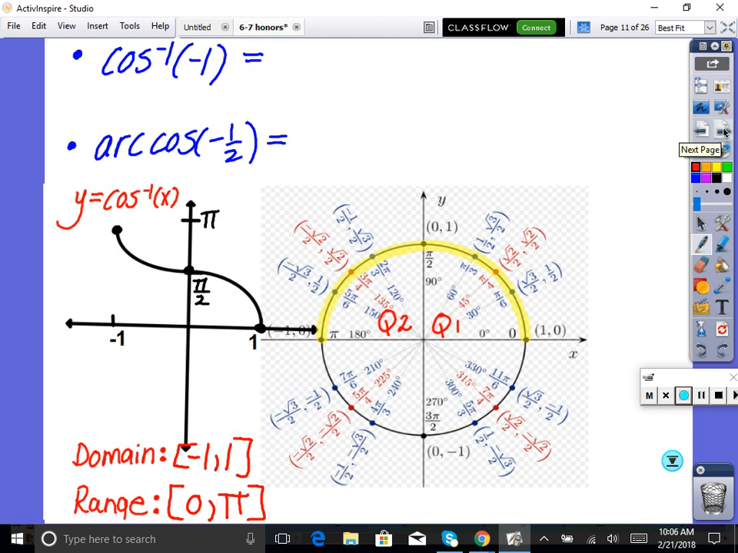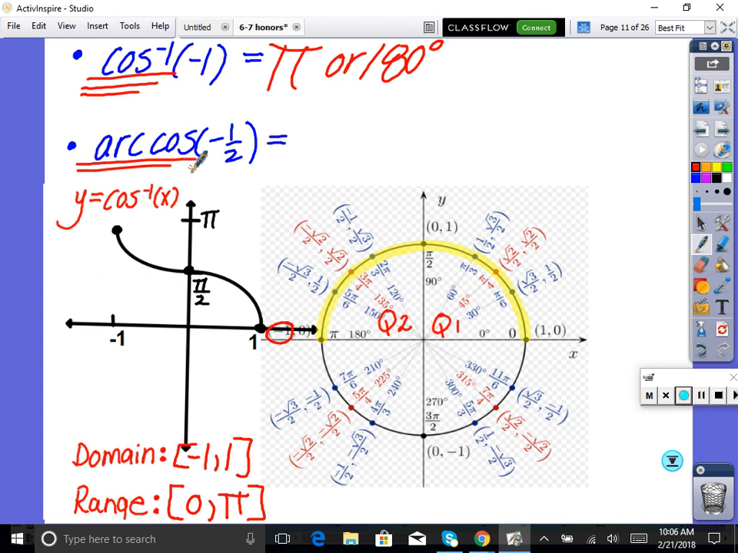We have an angle whose cosine is negative 1. Boom. It's pi or 180, isn't it? We have an angle whose cosine is negative 1/2. Isn't that this one? The angle is 2 pi thirds or 120. We're getting the picture here, right? Yes.